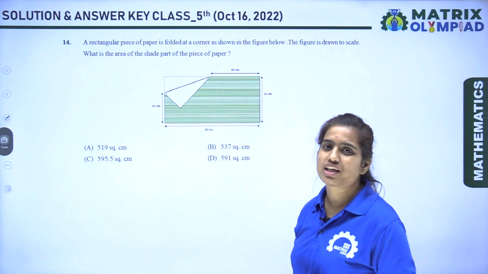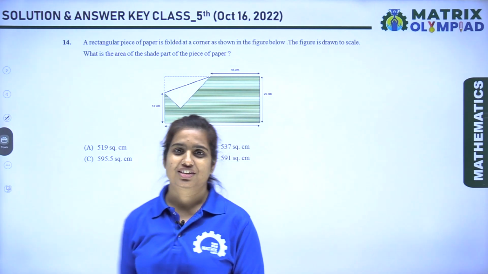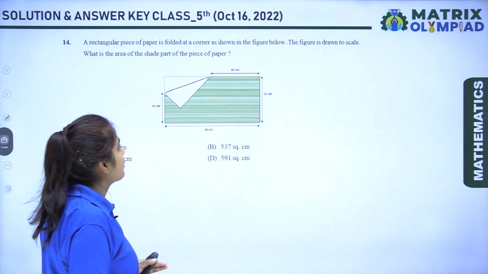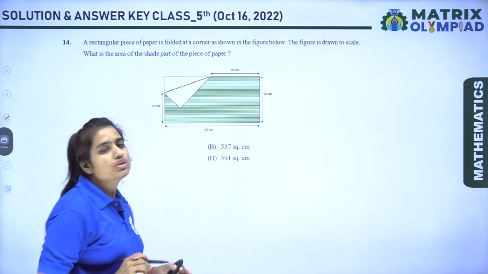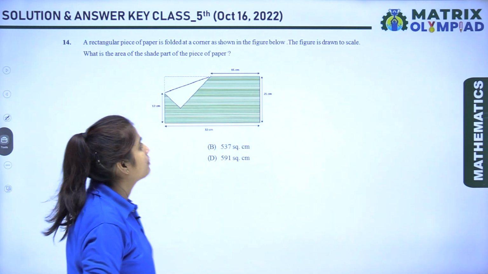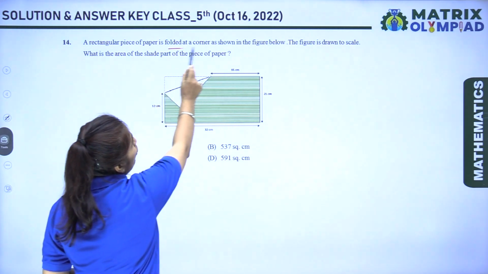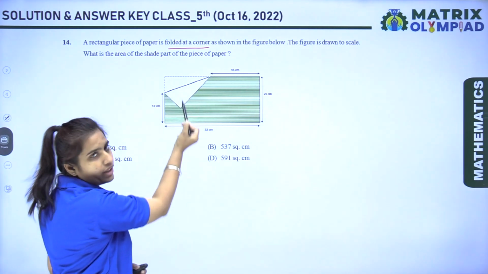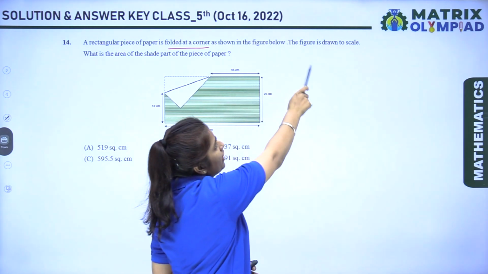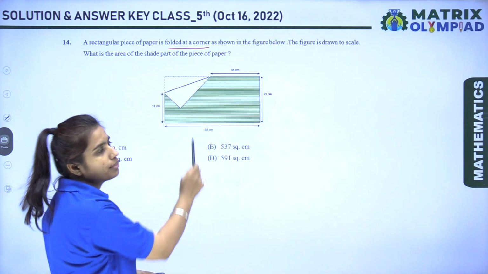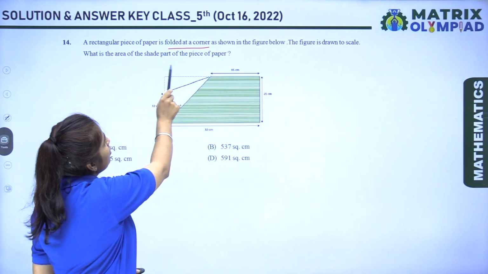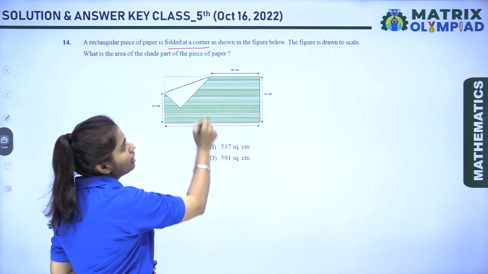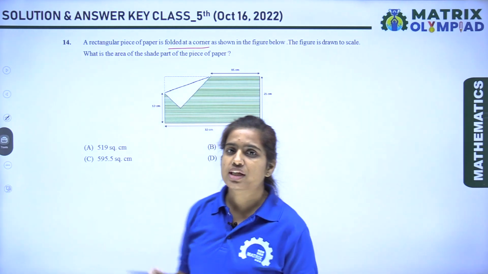Now the next, question 14, another easy question. The question begins with a rectangular piece of paper. This figure shows a rectangular piece of paper which is folded at a corner. You can see that this corner is folded. The figure is drawn to scale, and we are given the measurements also. What is the area of the shaded part of the piece of paper? We have to find out the area of this shaded part, which you can easily recognize here.